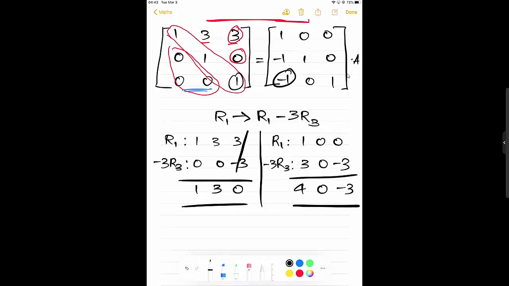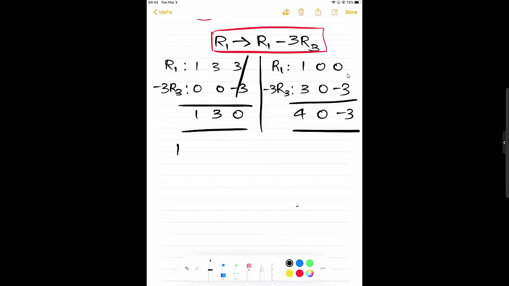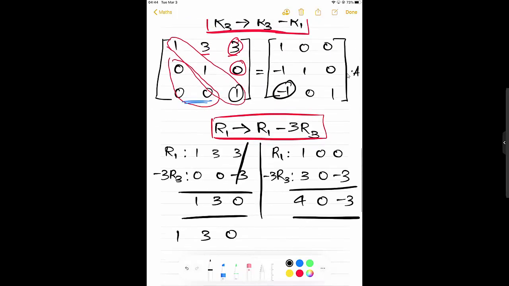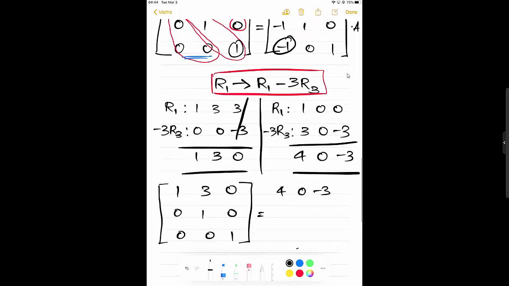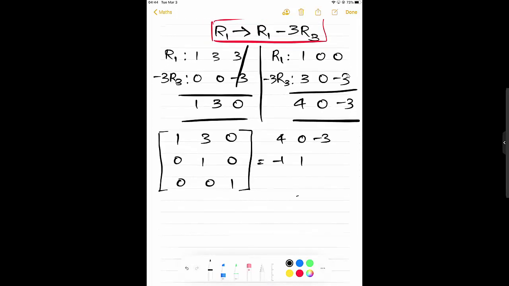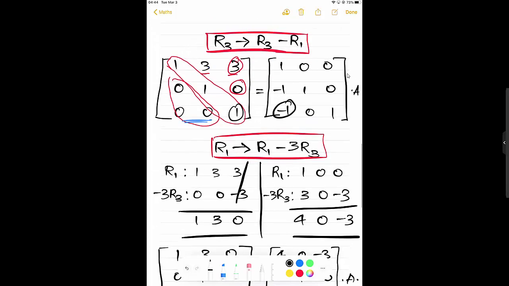So what will be the final matrix? We are applying it on the row 1. So the row 1 value is 1 3 0. The row 2 value remains the same, that is 0 1 0. The row 3 value 0 0 1, equal to 4 0 minus 3, then minus 1 1 0, minus 1 0 1 dot A. These values.